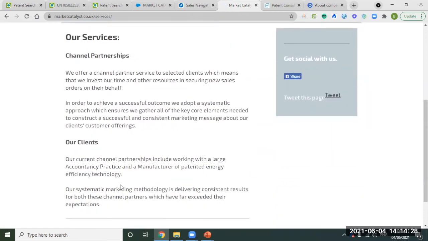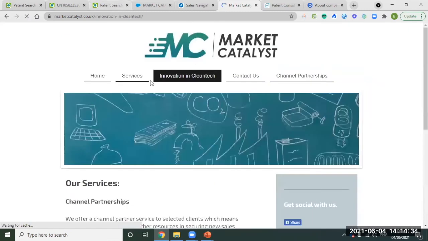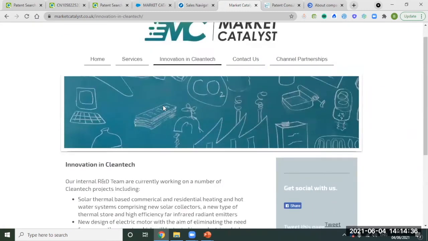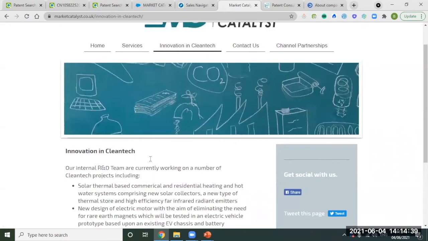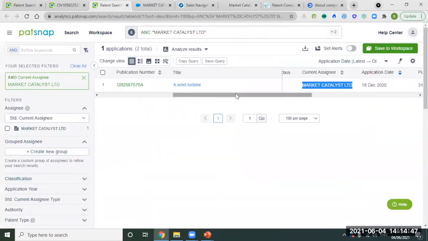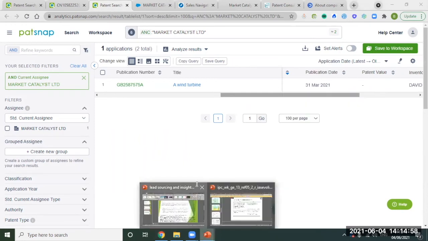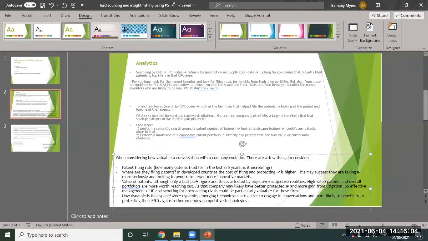So let's just go to innovation and clean tech. Our internal R&D team. So these guys are really heavily involved in a number of R&D projects. They've got a patent that they filed at the very end of last year and finally got published in March this year. So, another good company that we should reach out to and that hasn't spoken to PatSnap and may not be aware of the work that we can do in supporting them. So, that's another good way, using citations and cited-by, forwards and backwards patent citations, to help find new leads or even hooks as well.